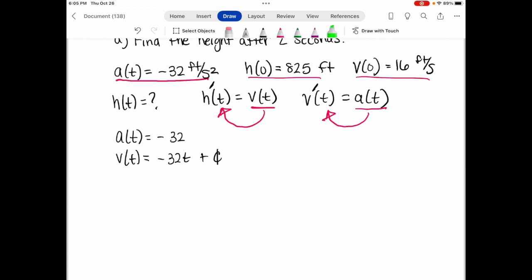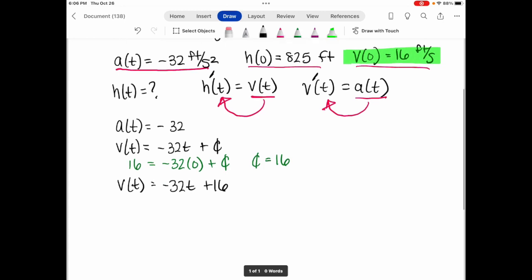So we're going to use our initial value up here as a point to plug in so we can solve for our constant. Since we know that our initial value for velocity is 16, that means when time is 0 seconds, the velocity is 16. So I'm going to plug that in here. So I should have 16 is equal to negative 32 times 0 plus the constant, which means the constant is 16. So now we have our specific velocity function. So we know that the velocity function is negative 32t plus 16.